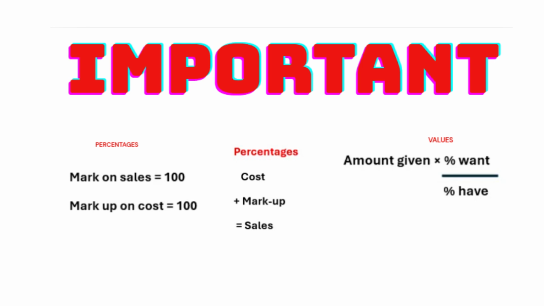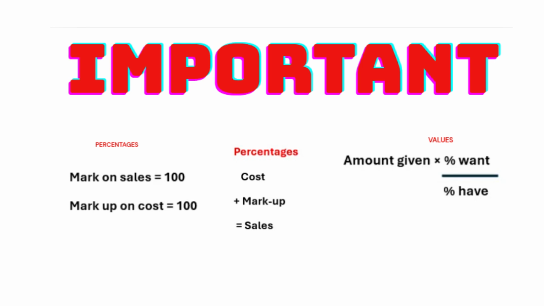And now in your last step, this is where you will be using the values that were given to you and the percentages. You will multiply the value given to you by the percentage that you want, divided by the percentage that you have. So the formula for step 3 is the amount given times the percentage that you want, divided by the percentage that you have. Now we'll be going into a practical example.